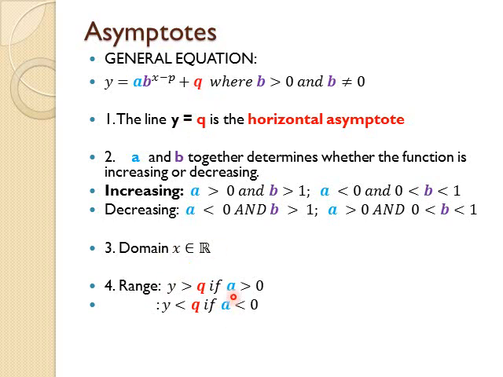Right? So if a is greater than 0, the graph is going up, right? So therefore y is greater than that asymptote q. If a is less than 0, the graph is below the asymptote, and therefore we say y less than q. So very important, the range, if a is positive, the graph will always be above the asymptote. So therefore, it must go from the asymptote up, y greater than q. And if a is negative, the graph will always be below the asymptote, therefore y less than q.